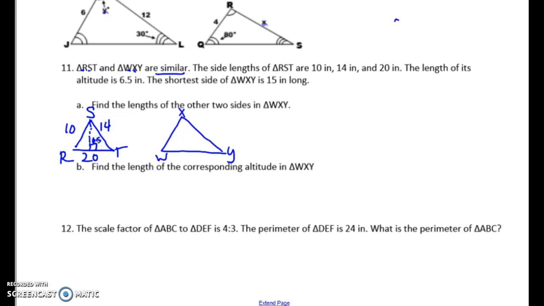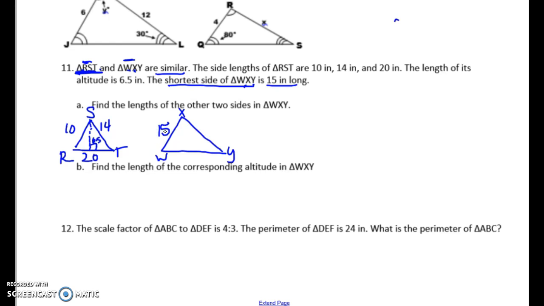Okay? Then they tell you the shortest side of triangle WXY is 15 inches long. Well, the shortest side of WXY has to correspond to the shortest side of triangle RST. So I look at triangle RST, its shortest side is RS, which means in this triangle, WX has to be the shortest side. So that means that this has to be 15.